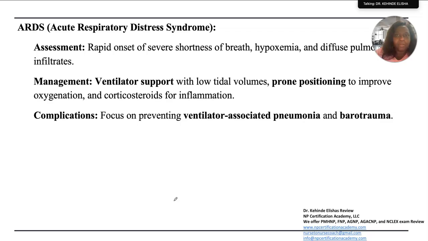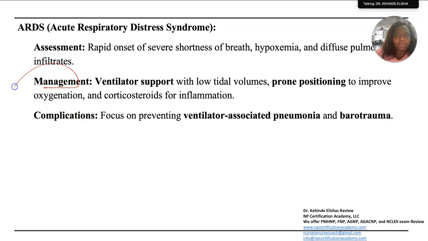We have something called ARDS. What is ARDS? ARDS is acute respiratory distress syndrome. How do we assess somebody with ARDS? They're going to present as someone with rapid onset of what? Severe shortness of breath, hypoxemia, diffuse pulmonary infiltrates.